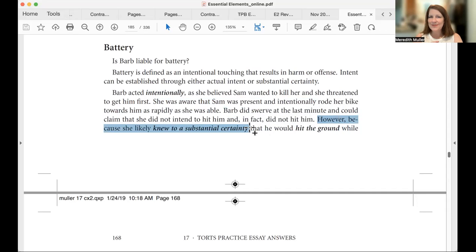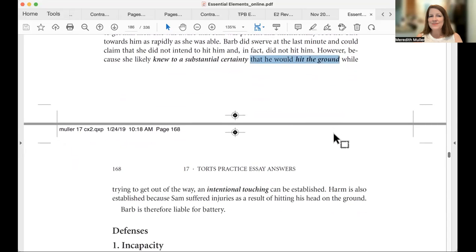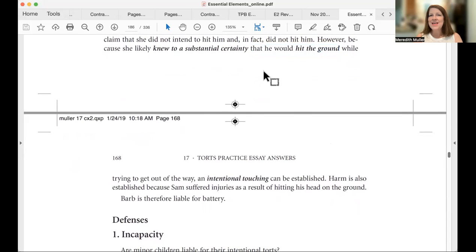intent element. Okay, so we can prove that she had knowledge to a substantial certainty that Sam would hit the ground while he was trying to get out of the way. The fact that he hit the ground, again, is italicized because that's our touching. So the fact that he hit the ground while trying to get out of the way is the intentional touching. Okay, and harm is also established because the fact pattern tells us that Sam suffered injuries as a result of hitting his head on the ground. Therefore, Barb is liable for battery. So that is our conclusion.